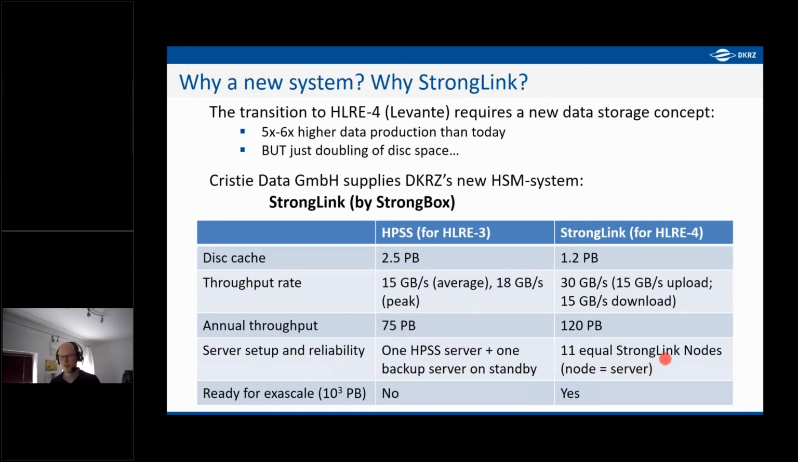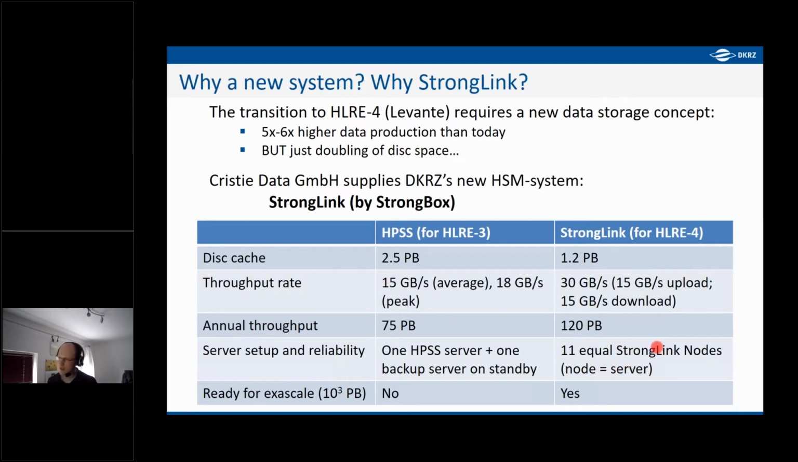What's quite nice with the system, so we have 11 nodes at the moment. If we realize that the system performance is too low because more and more data are archived, we just put up four or five more servers, add more tape drives in the background, and that's it actually. So it's quite nicely scalable, and that makes it, one could say, ready for exascale.